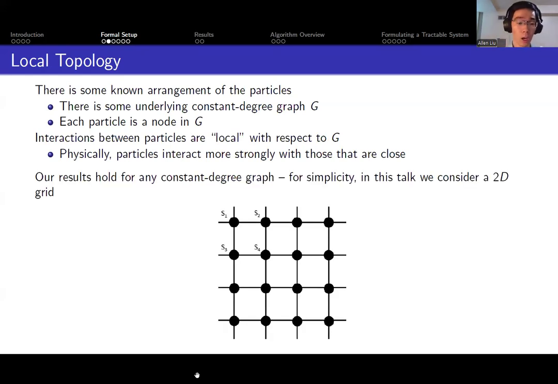Now our results will hold for any constant degree graph, but for simplicity in this talk, let's just consider a 2D grid. So we'll imagine that our particles are exactly at the nodes of a two-dimensional grid.